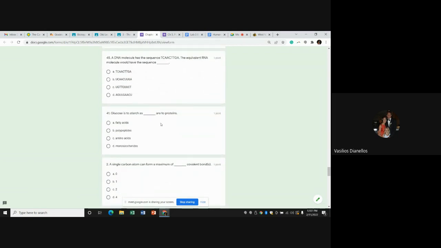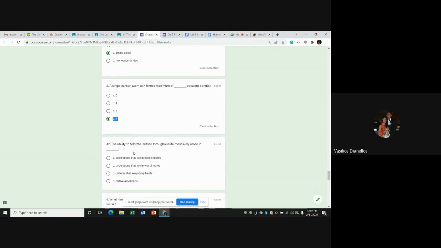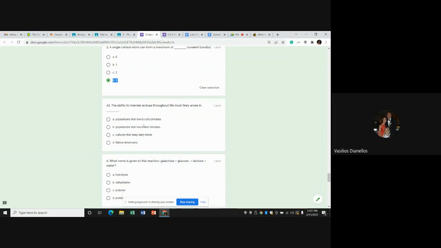Glucose is the monomer of starch. What a great question. So basically, this is asking what are the monomers of proteins? And the answer is amino acids. A single carbon can form how many bonds? If you don't know this after that lab, then you need to redo the lab. The answer is 4. Carbon can bond 4 times. The ability to tolerate lactose is not on the exam.